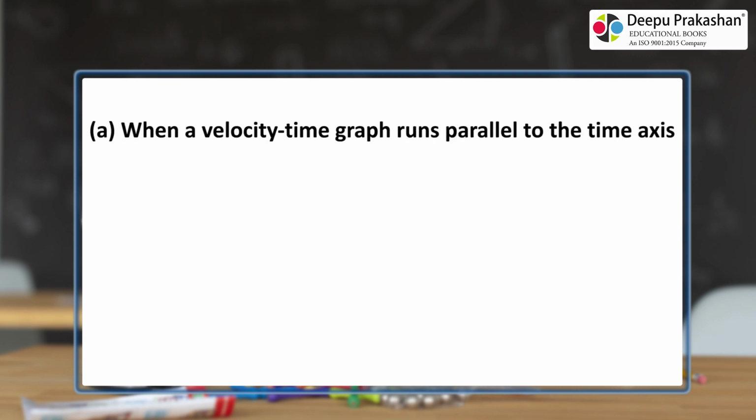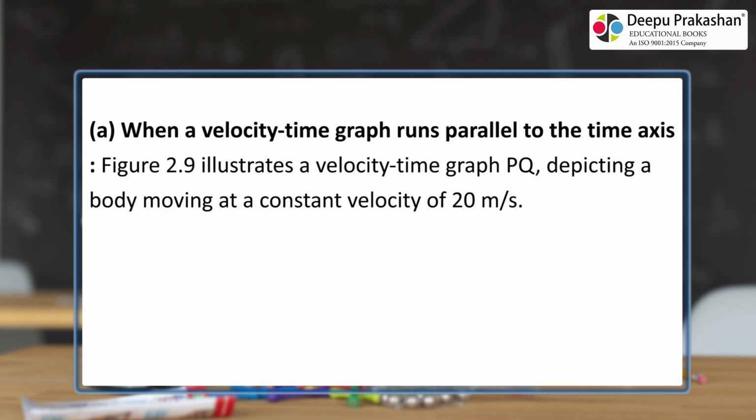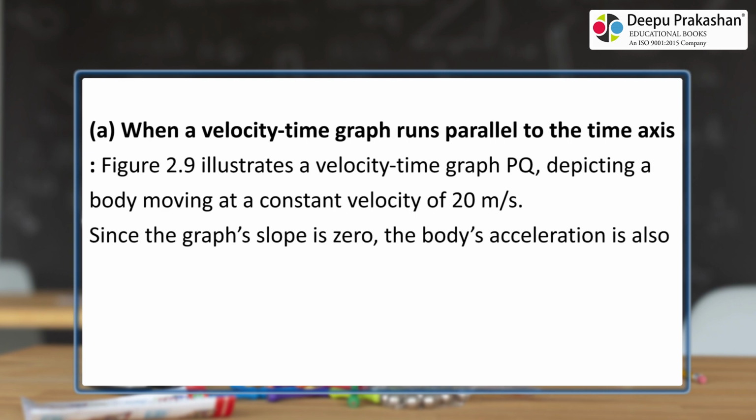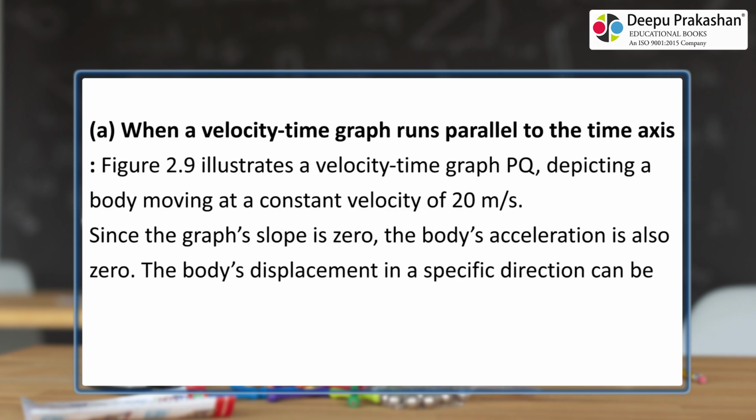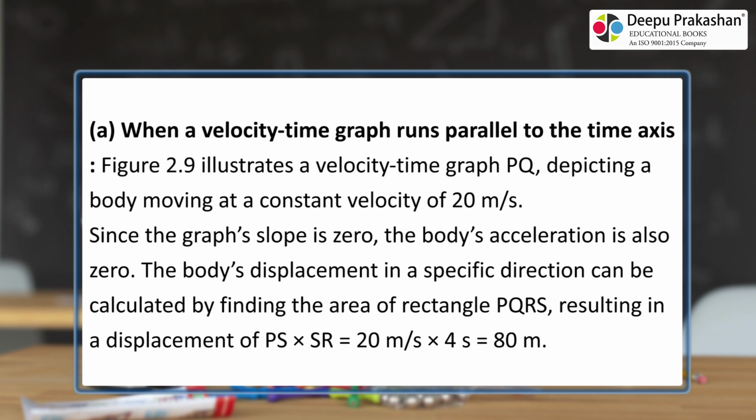When a velocity-time graph runs parallel to the time axis. Figure 2.9 illustrates a velocity-time graph PQ, depicting a body moving at a constant velocity of 20 meters per second. Since the graph slope is 0, the body's acceleration is also 0. The body's displacement in a specific direction can be calculated by finding the area of rectangle PQRS, resulting in a displacement of PS times SR, which is equal to 20 meters per second times 4 s, equal to 80 meters.